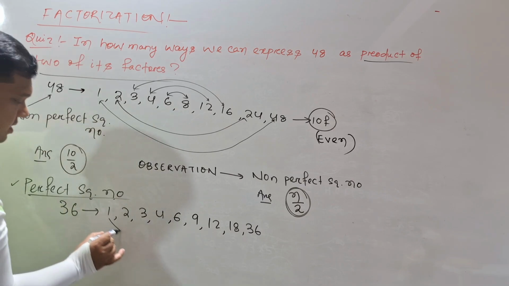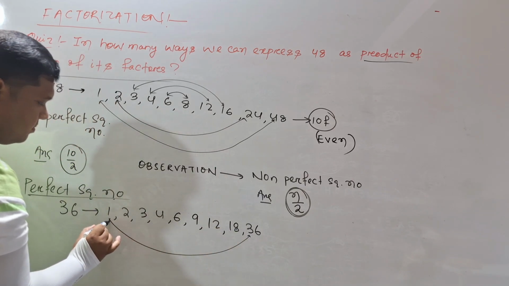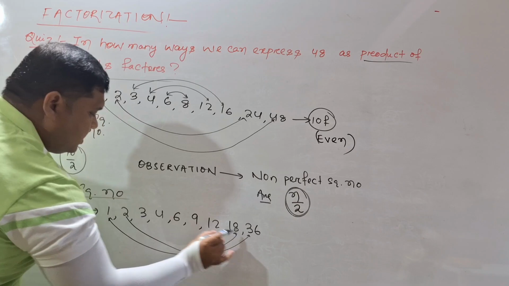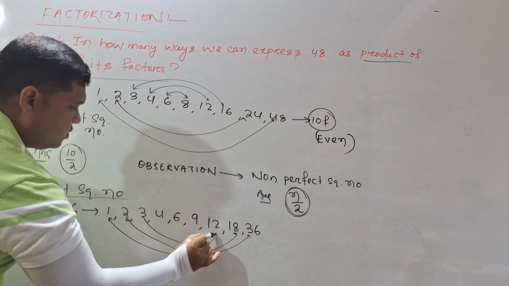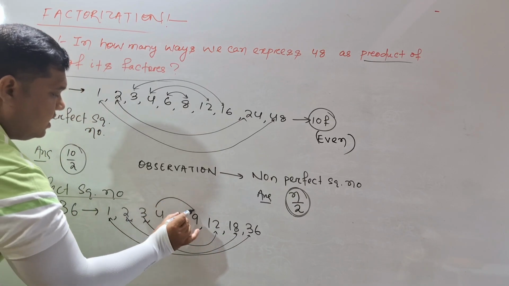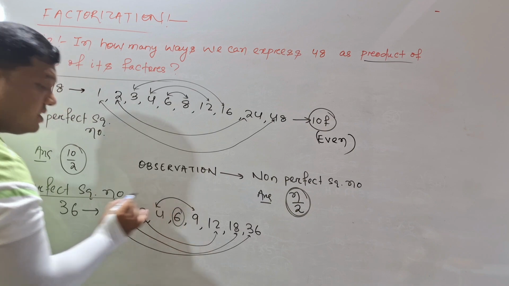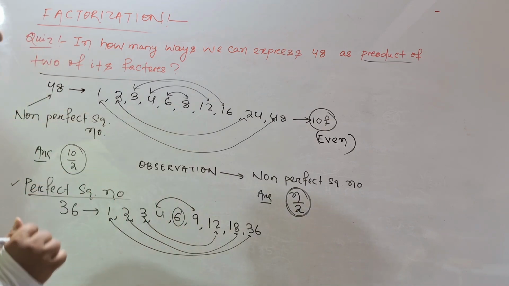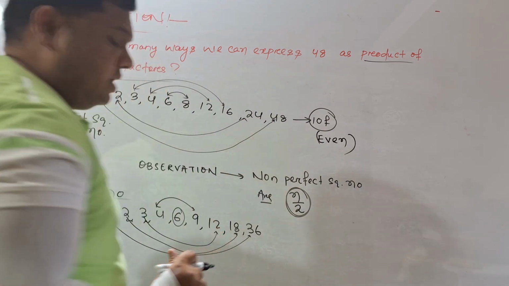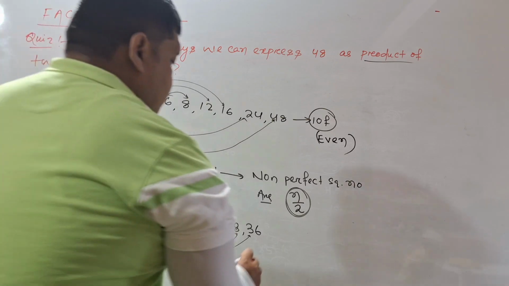So look here, this is one pair, 1 into 36. 2 into 18 is also 36. 3 into 12 is also 36. 9 into 4 is 36. 6 and 6 is also 36. So here you have two conditions. Here I will write down the condition.